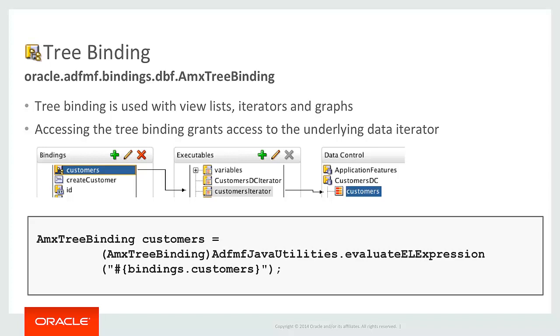So I can access this through IDFM Java utils and again evaluate expression language expression, and here again I just give the ID identifier of the entry, of the tree entry in my page definition file to this code, and I get the tree binding, I can work with that.